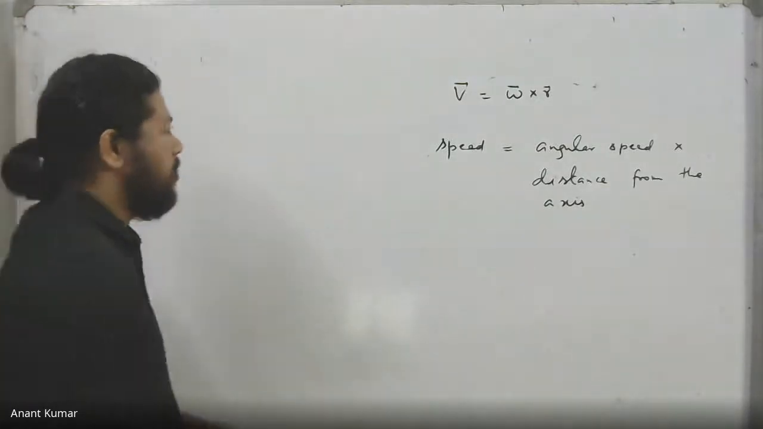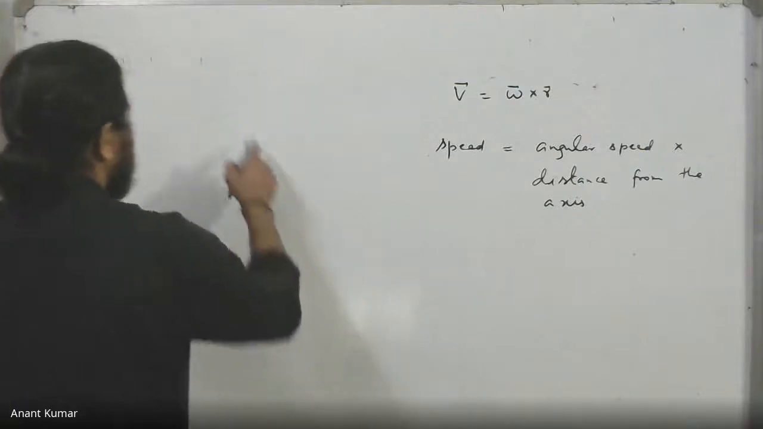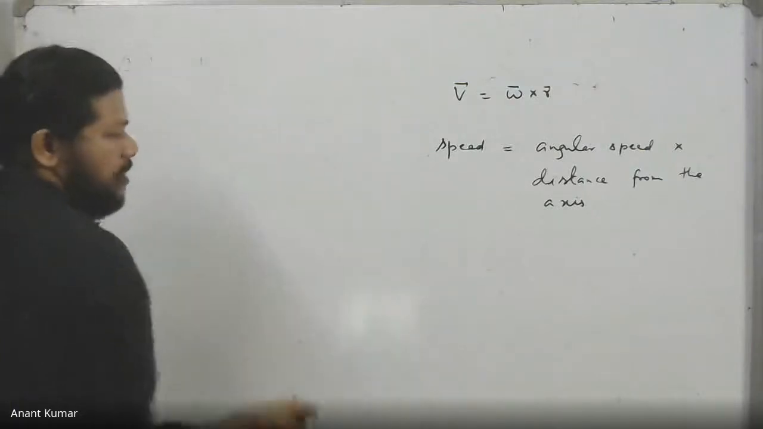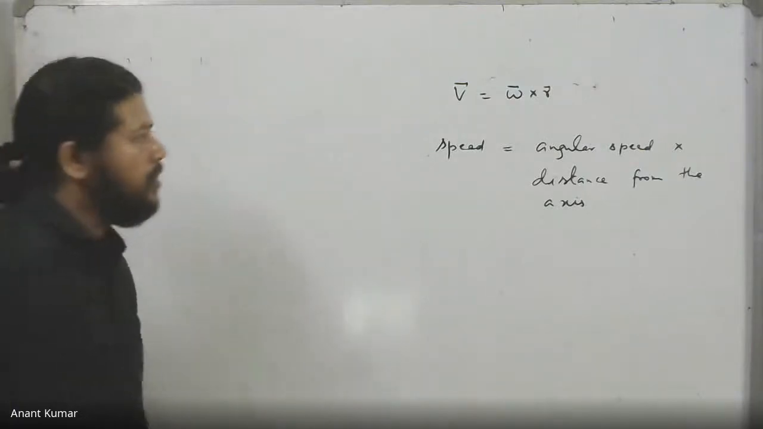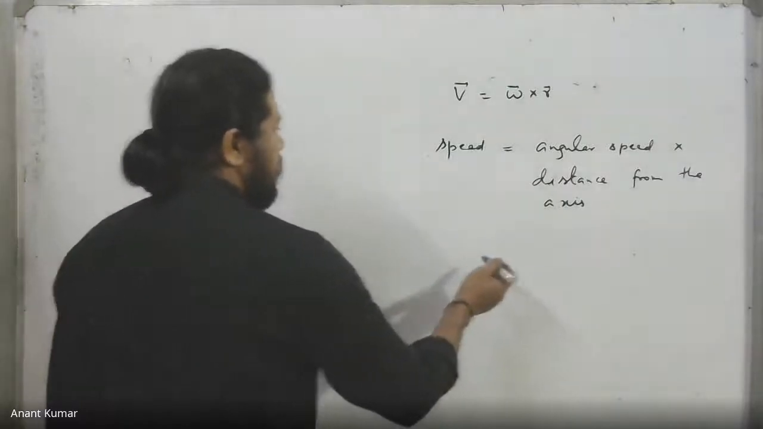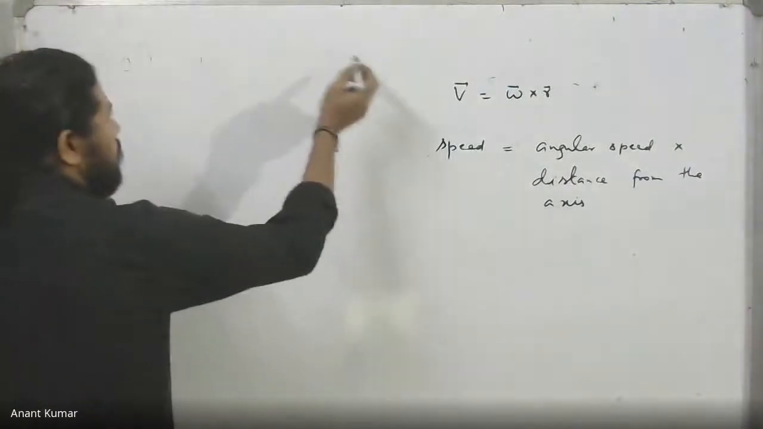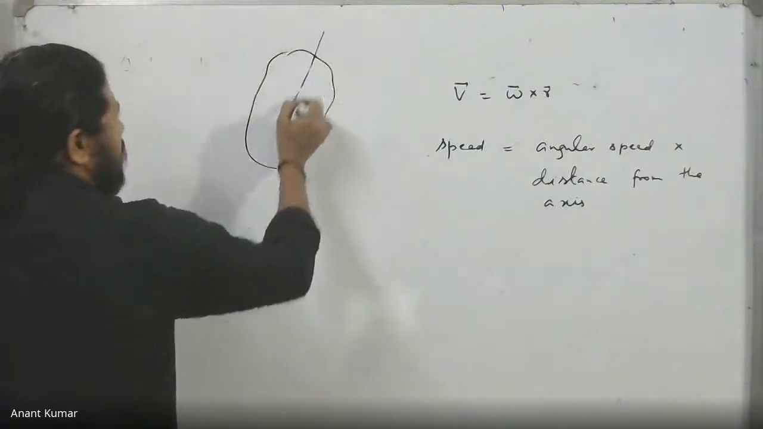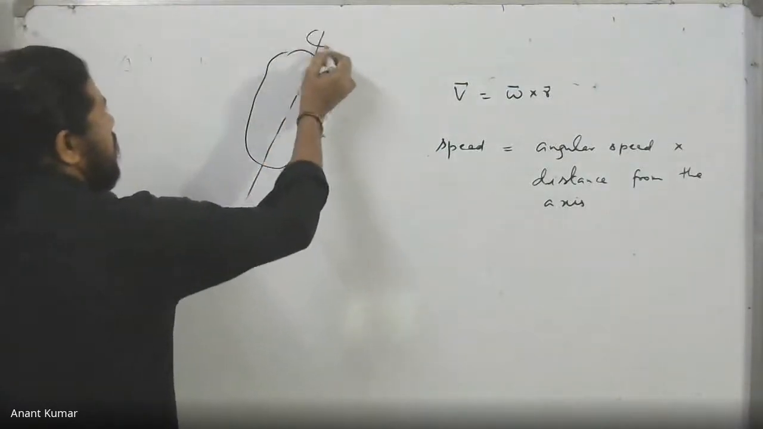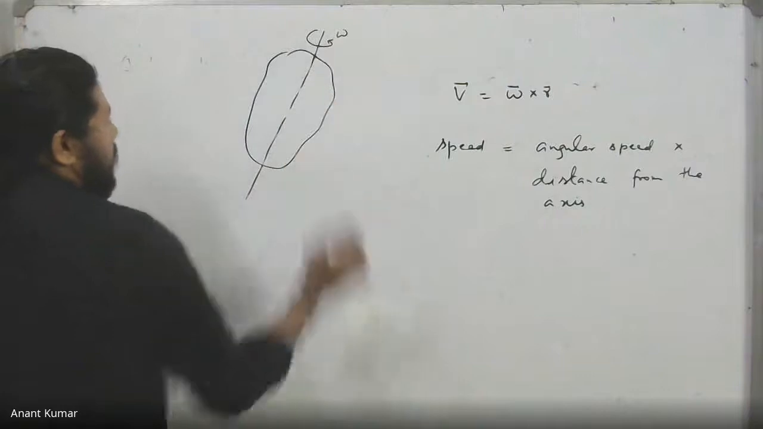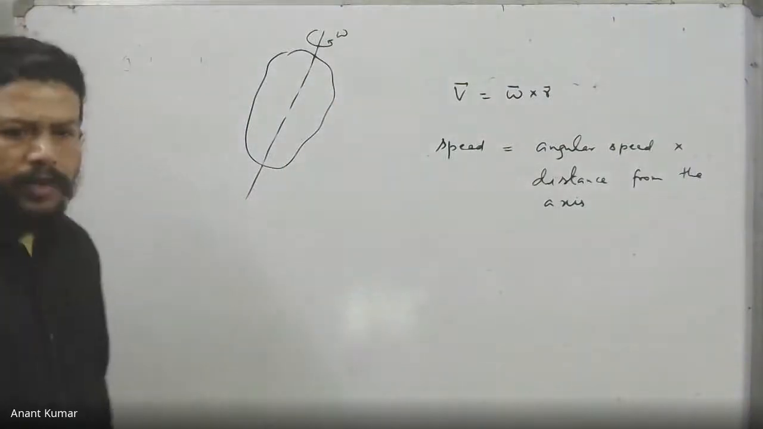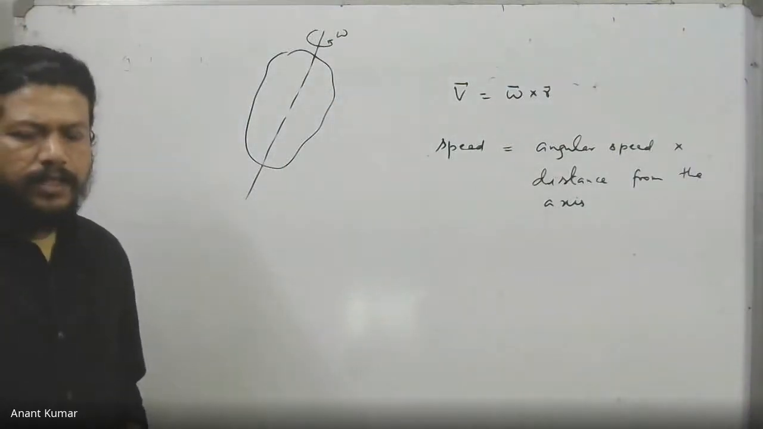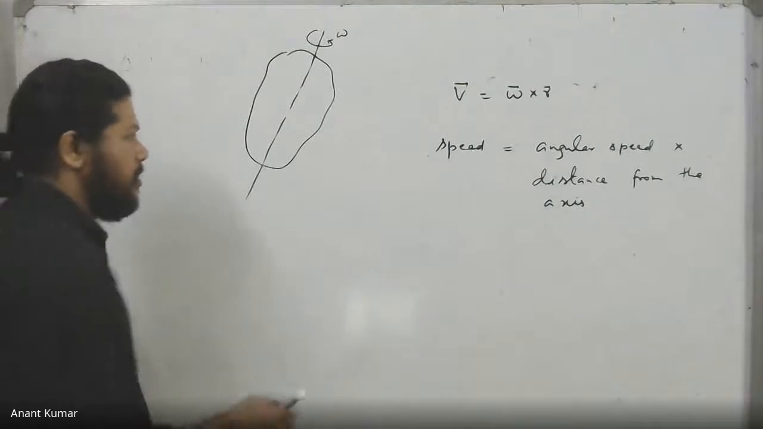Suppose, for example, we consider a rigid body, and say this object is undergoing rotation about this axis with angular speed of omega. We're interested in finding out in this case the kinetic energy of rotation.